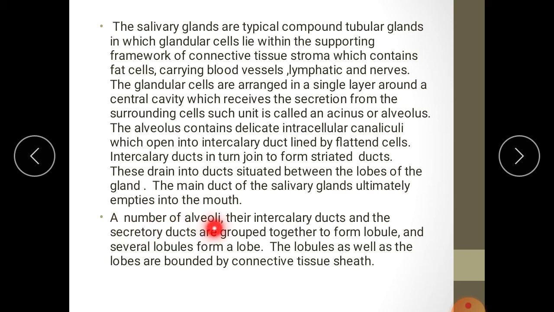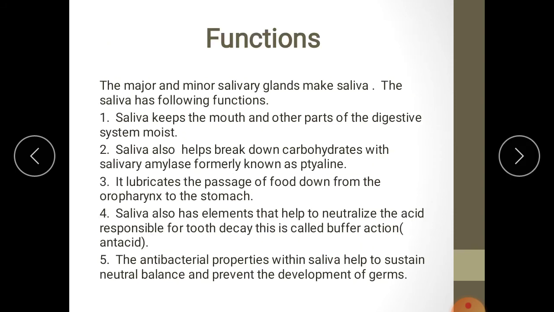And a number of alveoli, their intercalary ducts and the secretory ducts all together form a lobule, and several lobules form a lobe. Lobe has lobules. Lobules are made up of alveoli, intercalary ducts, secretory ducts, right? All together. The lobules as well as the lobes are bounded externally by a connective tissue sheath. So that's about the histological details of the salivary glands.